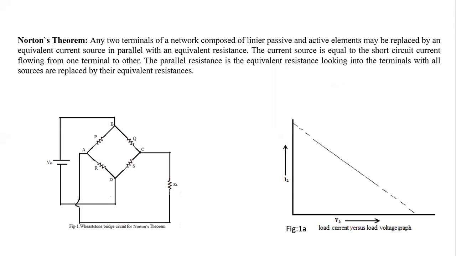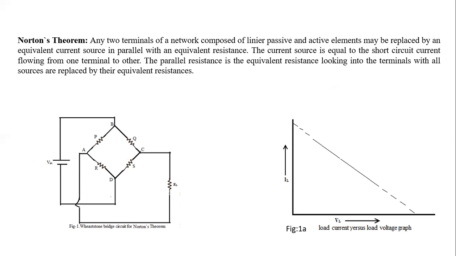So how are we going to prove Norton's theorem in our lab? First, what will we do in our lab? In our lab, there are 4 resistances, P, Q, R, S, that will be given to you, and accordingly we can connect them like this for a bridge circuit.